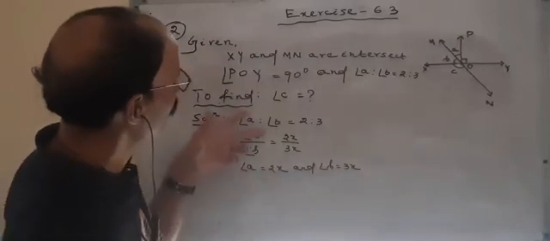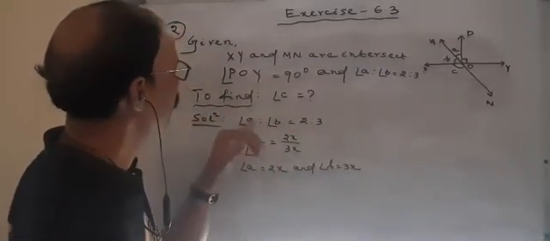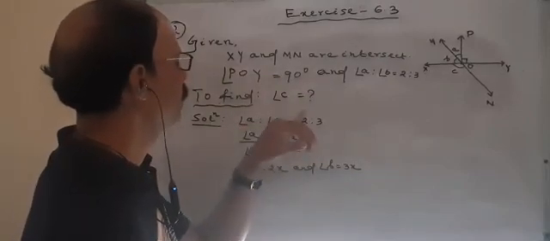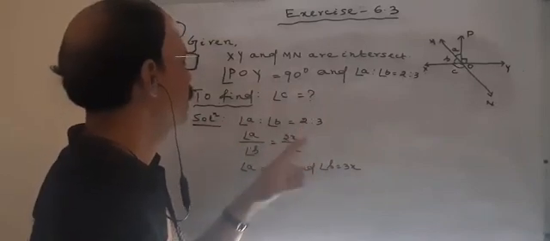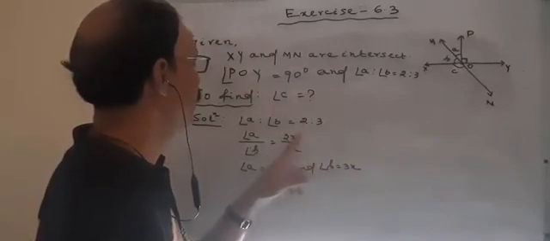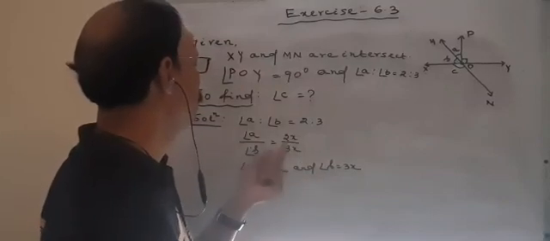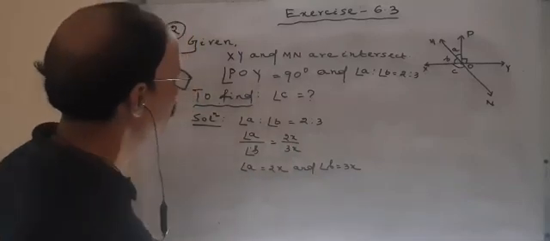When any two quantities are in ratio, it means the first quantity, that is the numerator, is multiplied by a common number that is taken as x. Here x is a common number between these two. So angle A will be 2x and angle B will be 3x.